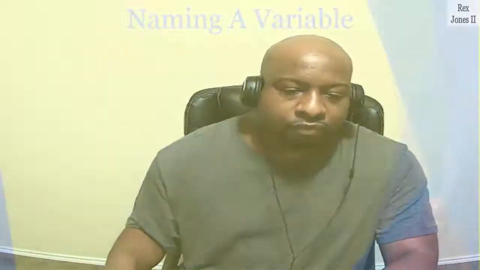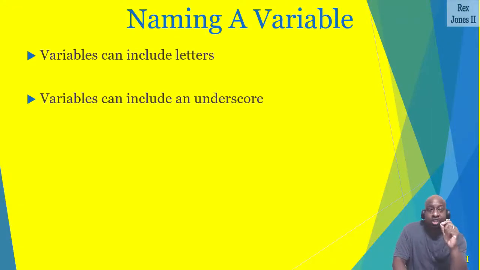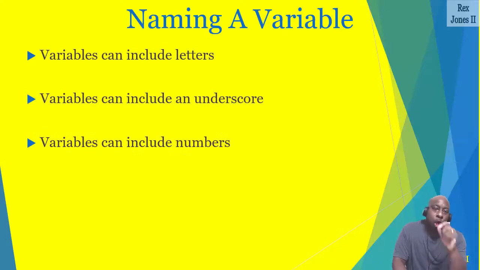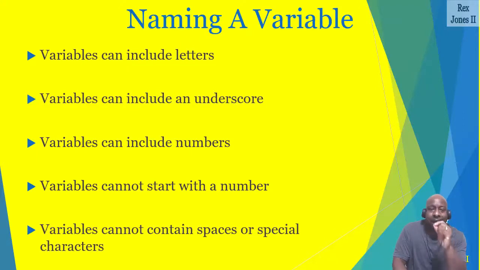Here are some of the rules for naming a variable. Variables can include letters. Variables can include an underscore. Variables can include numbers, but variables cannot start with a number. Also, variables cannot contain spaces or special characters.